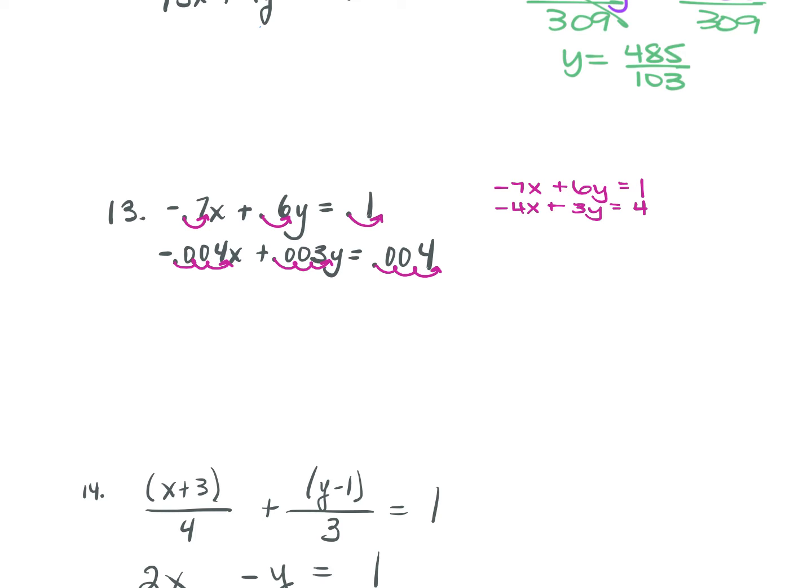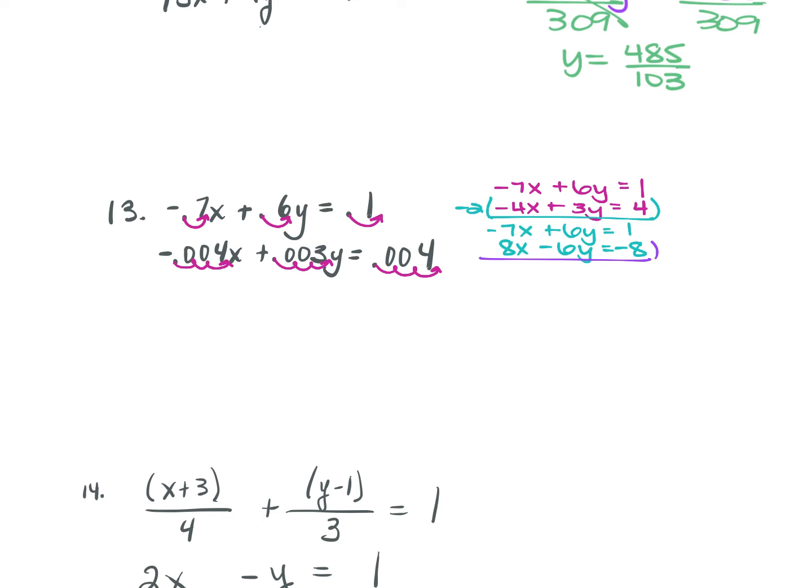Do we have a coefficient that's the same or opposite? No. However, your least common multiple between the 4 and the 7 is 28. The one between the 3 and the 6 is 6. So I'd rather just multiply the 3 by something than multiply both the 7 and the 4 by something. So the bottom equation here, we're going to multiply by a negative 2 in order to get rid of those y values. This gives us negative 7x plus 6y is equal to 1, and positive 8x minus 6y is equal to negative 8.